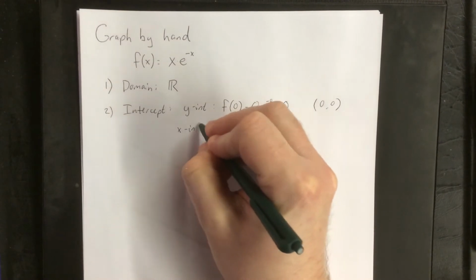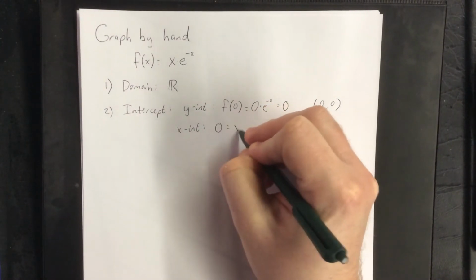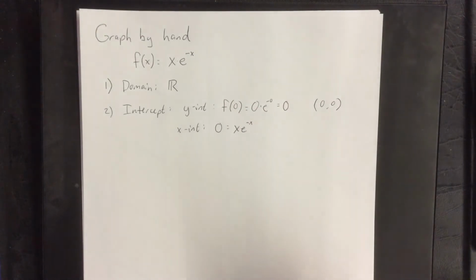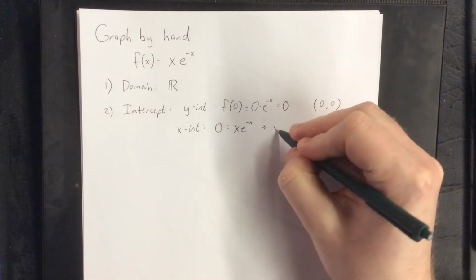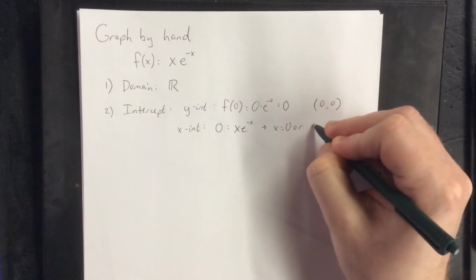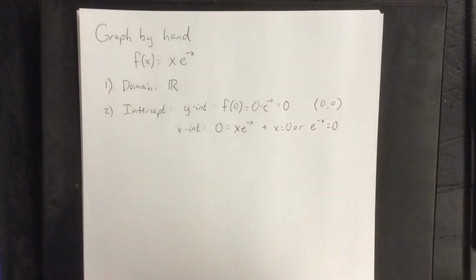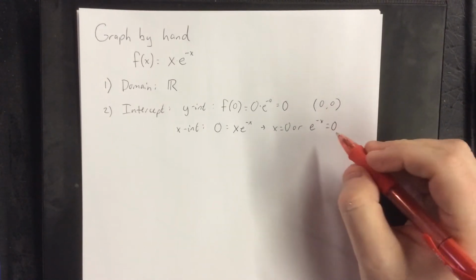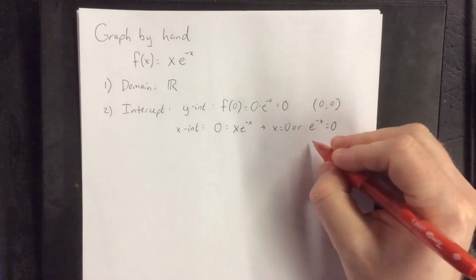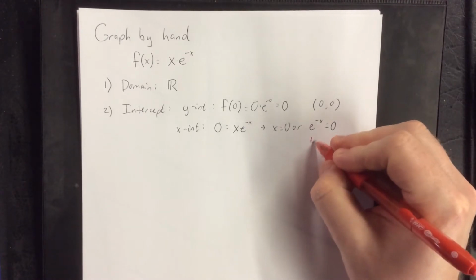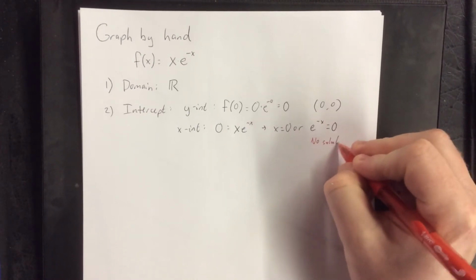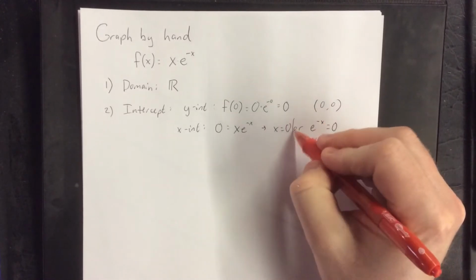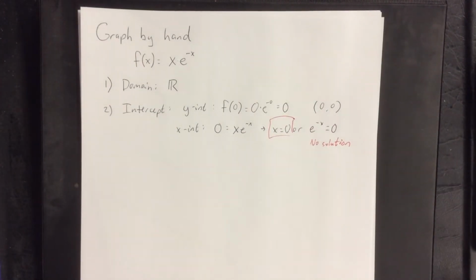The x-intercept, we set f of x equal to 0, and we solve for x. According to the zero factor property, that means that either x is equal to 0 or e to the negative x is equal to 0. Now, e to the negative x is considered an exponential decay function. Decay functions, and growth functions for that matter, don't actually touch 0, so this has no solution. But the first one does have a solution, and that lets us know that the x-intercept will be the same as the y-intercept, and that'll be at (0, 0).